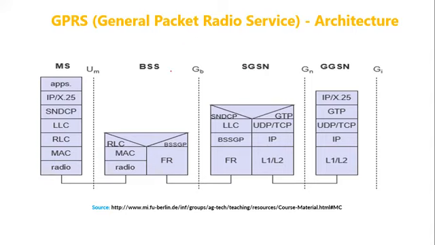So basically this diagram shows the protocol architecture of GPRS. In the MS, these are the various layers: radio, MAC, RLC (radio link control), LLC (logical link control), SNDCP (subnetwork dependent convergence protocol), IP or X.25, and other applications. And these are the layers in the BSS. In the BSS we have BSSGP, which is the base station subsystem GPRS protocol, and these are the layers in the SGSN, and these are the layers in the GGSN.